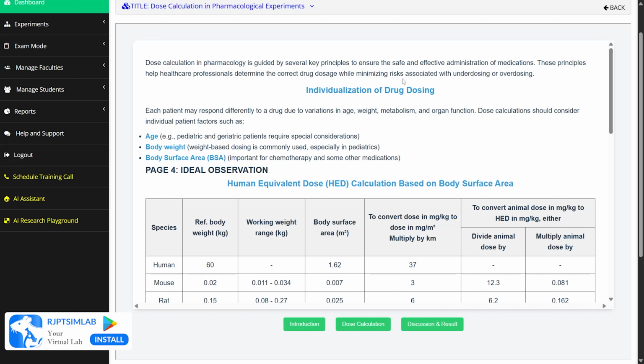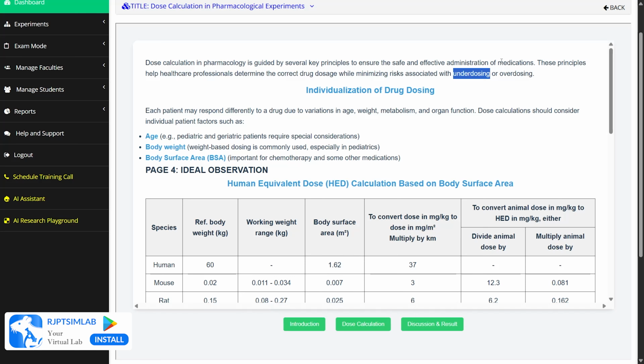So we will follow these principles for the healthcare of the patient and to determine the correct drug dose. It will also minimize the risk of toxicity. We have two terms here: underdosing and overdosing. Underdosing is the amount of drug which will not show any therapeutic effect, or which will not reach its therapeutic index. The therapeutic index is the range where the drug will show its therapeutic activity. Below the therapeutic index, it will not show any therapeutic effect.